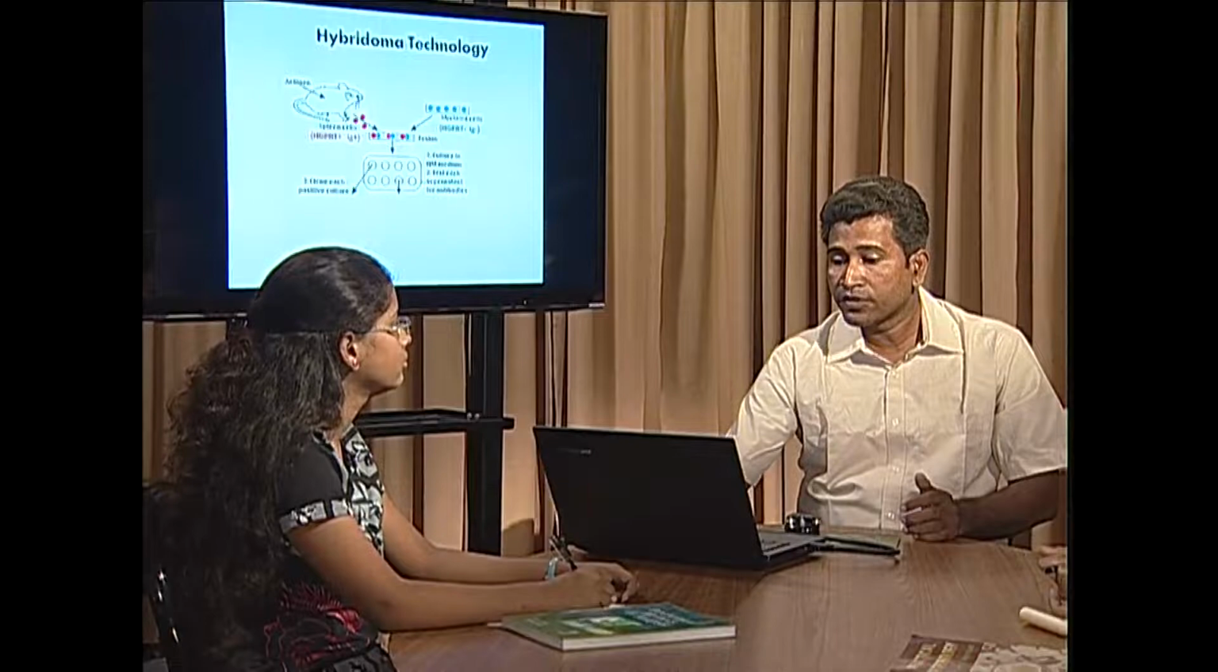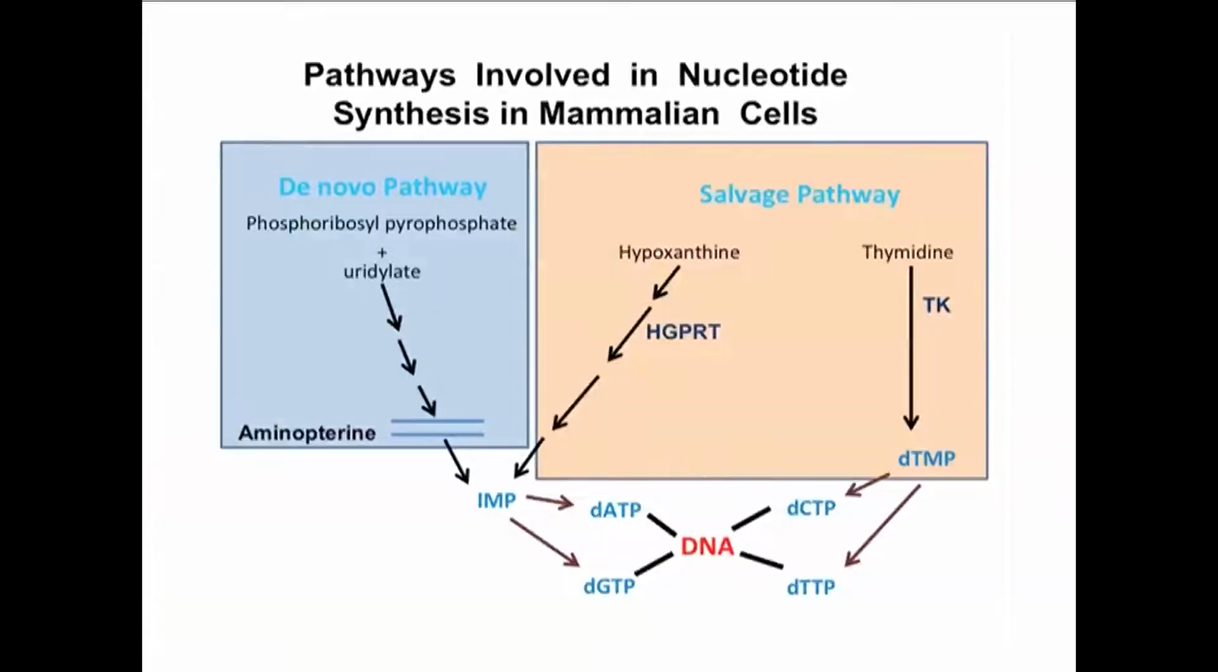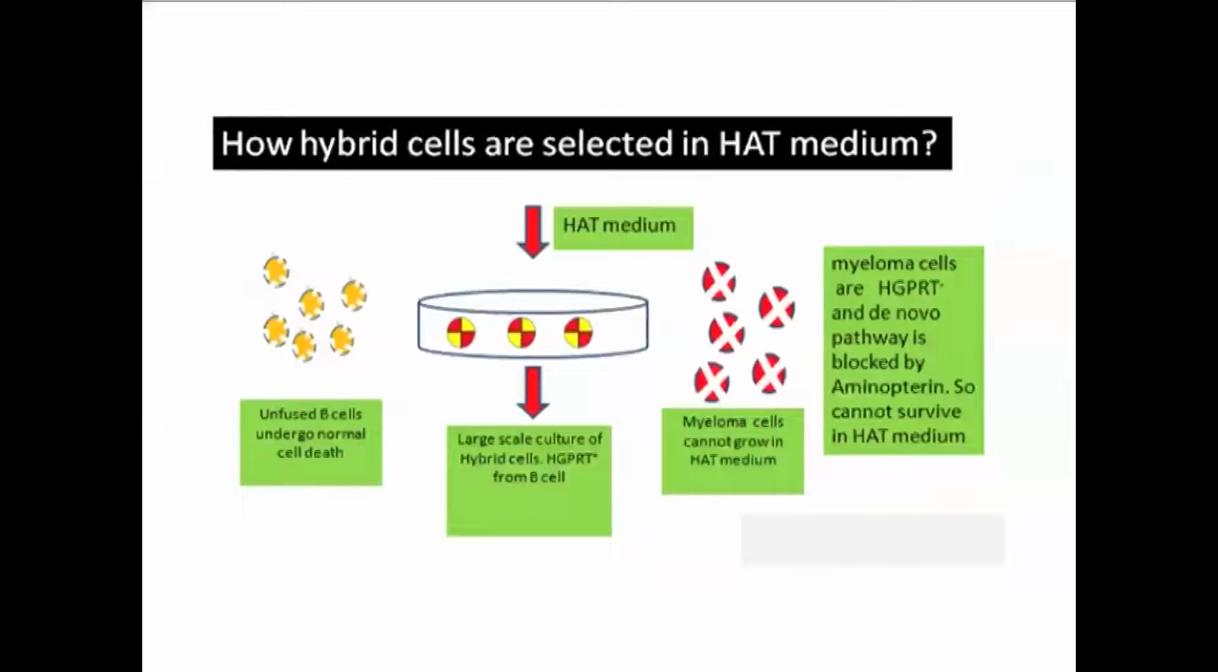As you have seen in my previous slide, aminopterin is a blocker of the de novo pathway of nucleotide biosynthesis. So in the HAT medium, the unfused B cells normally die because they have a limited lifespan. They are differentiated cells. And the myeloma cells also die because they are deficient in HGPRT, so they cannot use the purine salvage pathway. And in the medium there is aminopterin, so the de novo pathway is also blocked for them. So both pathways of nucleotide synthesis are blocked for the myeloma cells.